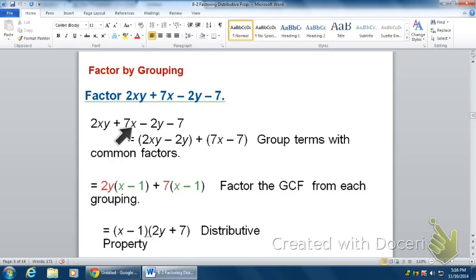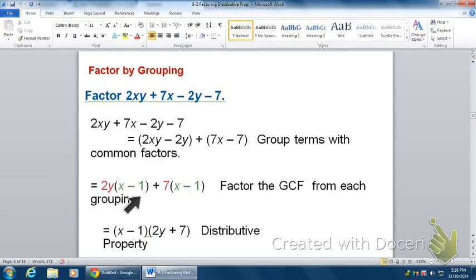Secondly, they grouped the terms 7x and negative 7 together. Does everybody see that? They got a 7x and then minus 7. They kept the sign in front of it, and they just put it together. That's all they did.